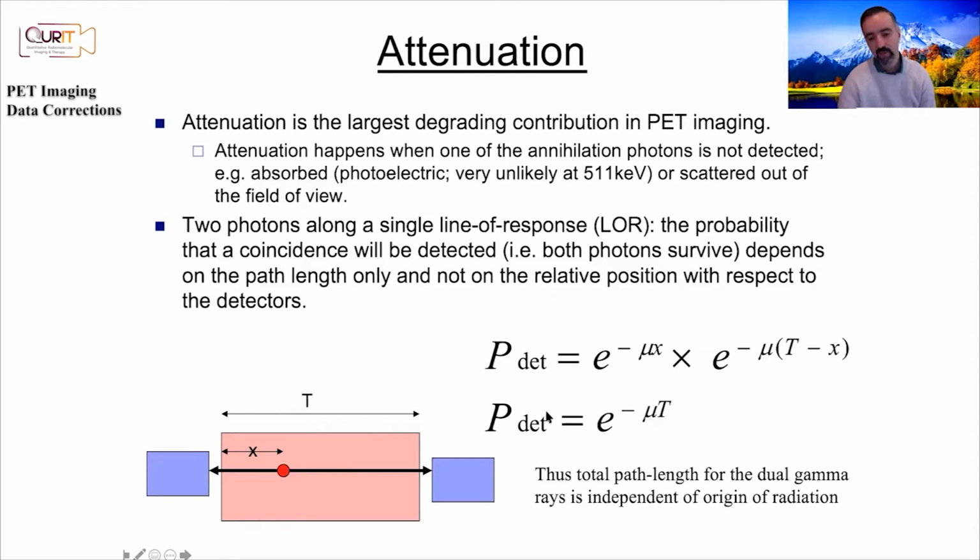But the beauty of this is that the overall probability of detection of survival of an event, here the X's go away. This term is independent of where your event is. All it depends on is this total path length. For this annihilation event to be detected, meaning both photons are detected, you only need to know this path length of attenuation. You don't need to know where the source is within that line of response. And that's one of the simple aspects of PET imaging. That is not true for single photon imaging.